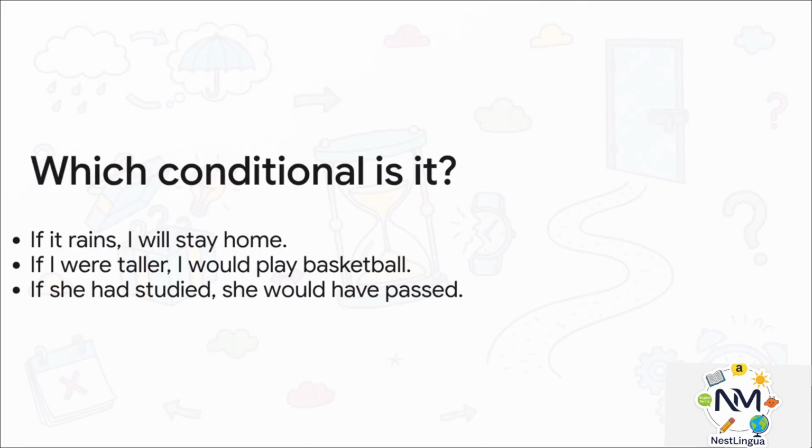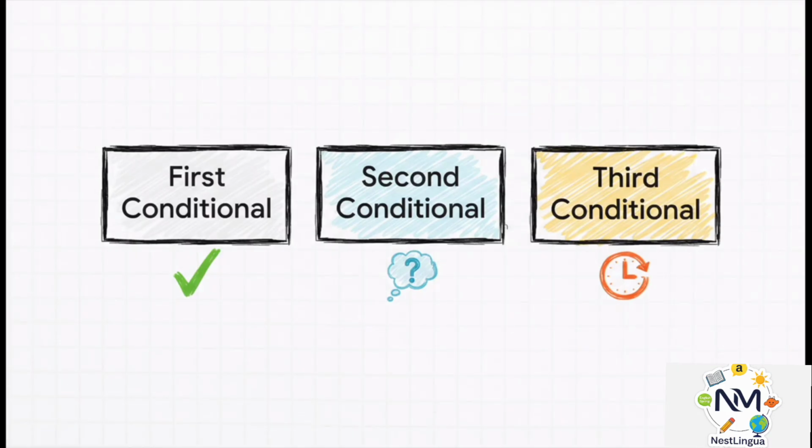Okay, you ready for a quick pop quiz? Look at these three sentences. Can you figure out which conditional is which? Go ahead and pause for a second and think about it. And here are the answers. Number 1 is the first conditional. That's a real possibility for the future. Number 2 is the second conditional, a totally imaginary present. And number 3 is the third conditional, a regret about the past.